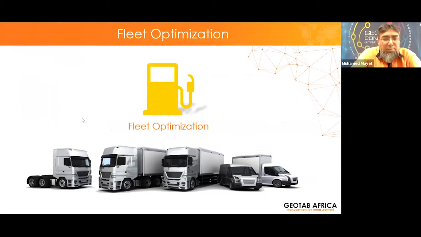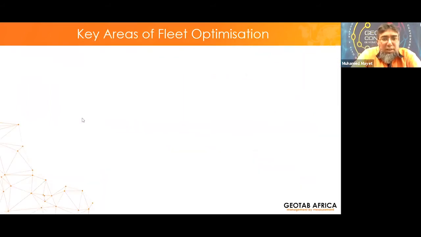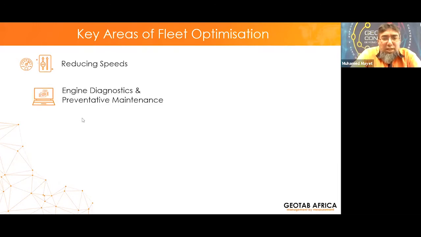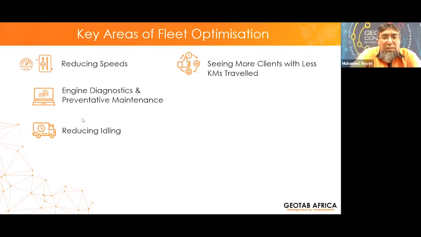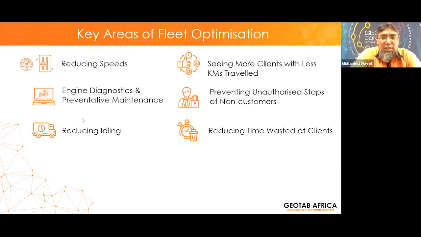Fleet optimization. This is today's topic for the webinar. Drive your business, be productive. Key areas of fleet optimization. Few points I will be discussing under fleet optimization. That is reducing speeds, engine diagnostics and preventative maintenance, reducing idling, seeing more clients with less kilometers traveled, preventing unauthorized stops at non-customers, and reducing time wasted at clients.